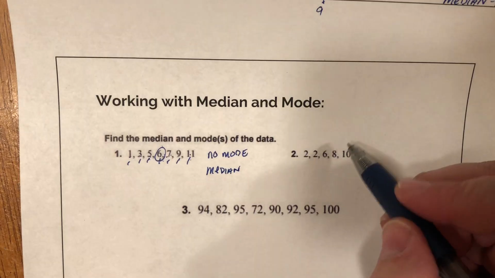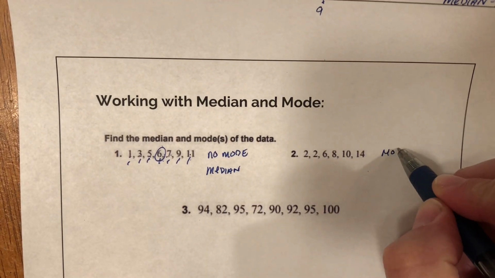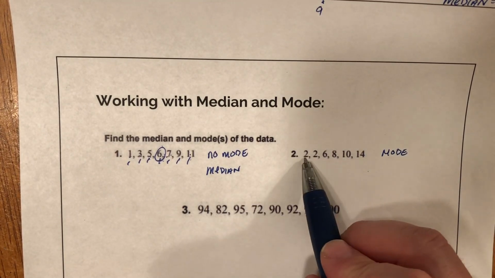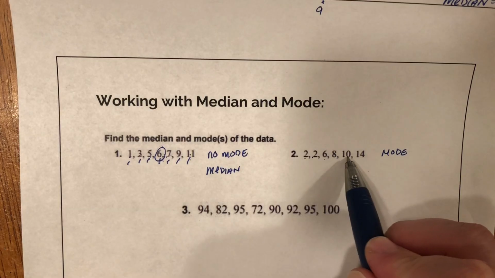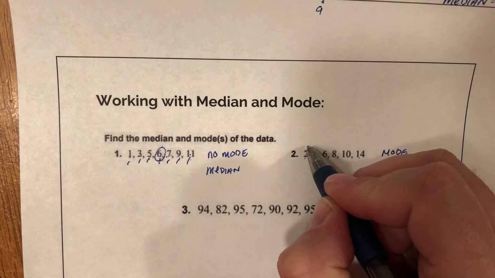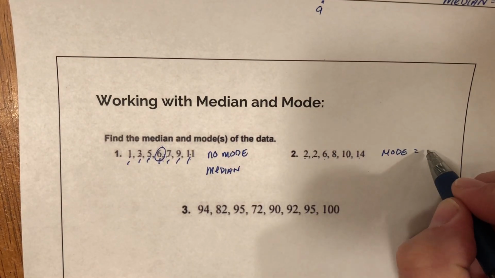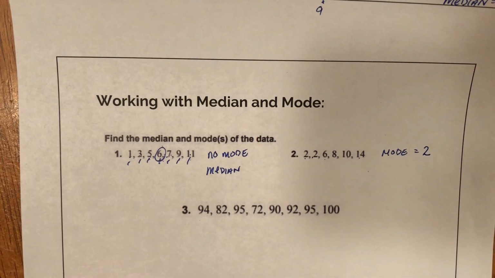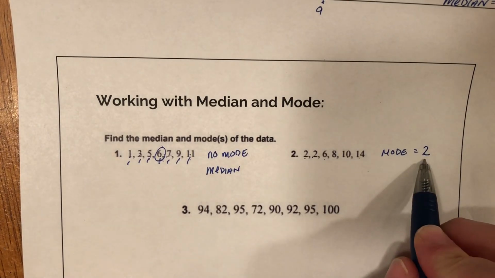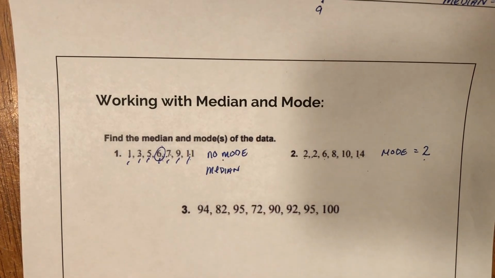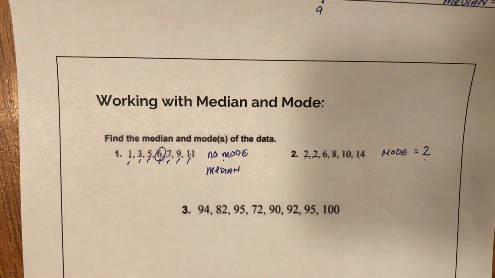And then here, the mode. I have 2 2s, I have a 6, an 8, a 10, and a 14. The 2s occur the most often, so here we have one mode of 2. Don't forget, you can have one mode, no mode, or you can have more than one mode.